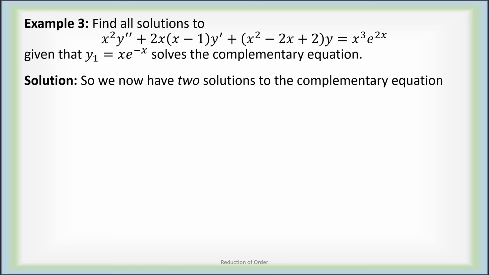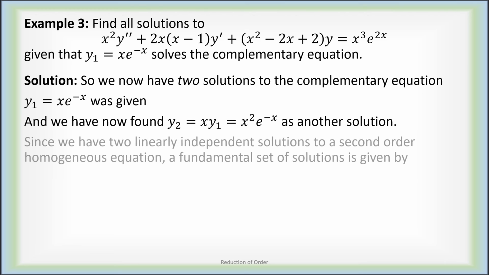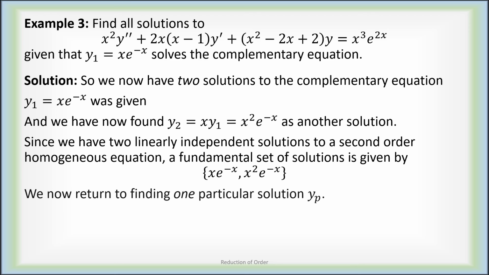Well, now we actually have two solutions to the complementary equation. y1 was given, x e to the minus x. But we also found u times y1, where u was solved to be x. So x times y1, which is x squared e to the minus x, is another solution to the complementary equation. So now we have two linearly independent solutions to a second order homogeneous equation. So we have a fundamental set of solutions to the complementary equation: x e to the minus x that we were given, and this new one that we just found, x squared e to the minus x.